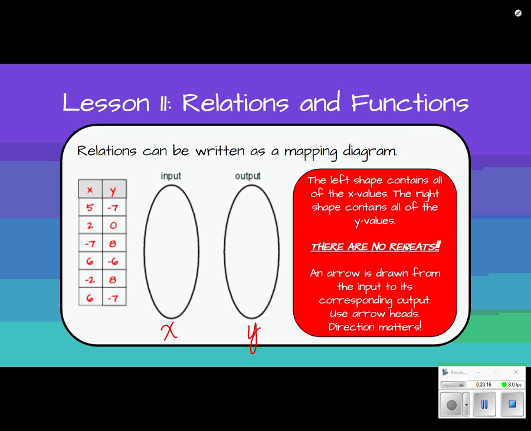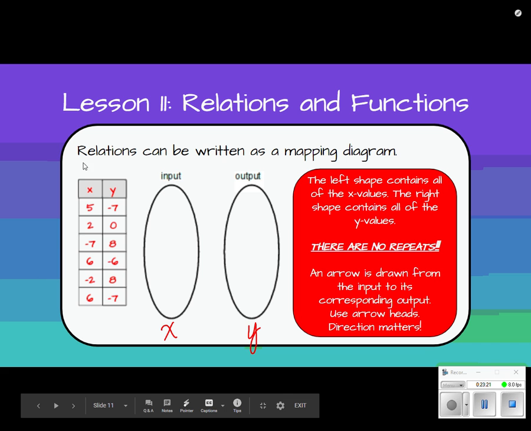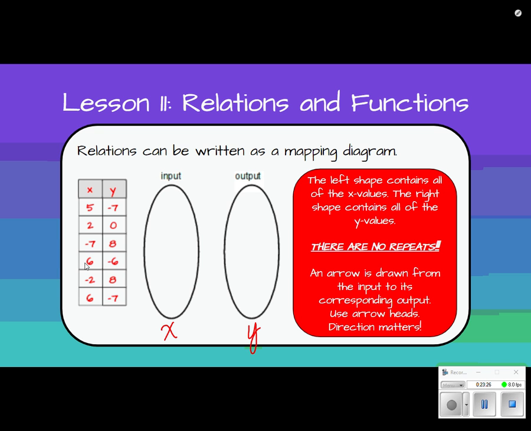There are no repeats. So if I go through my x's, and I see a repeat, like here 6 and here 6, I'm not going to write it 2 times. I'm only going to write it once. If I go through my y's, look here, -7 and -7, I'm only going to write it 1 time. And then you're going to draw an arrow from the input to the output. You're going to use arrowheads. It always points from left to right. It's always going to point to the right. Direction of that arrow matters. It matters, I promise. Okay?